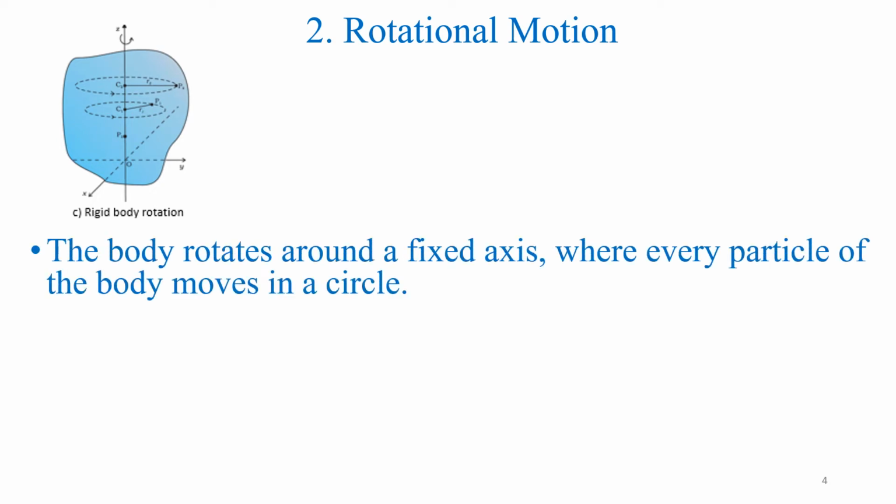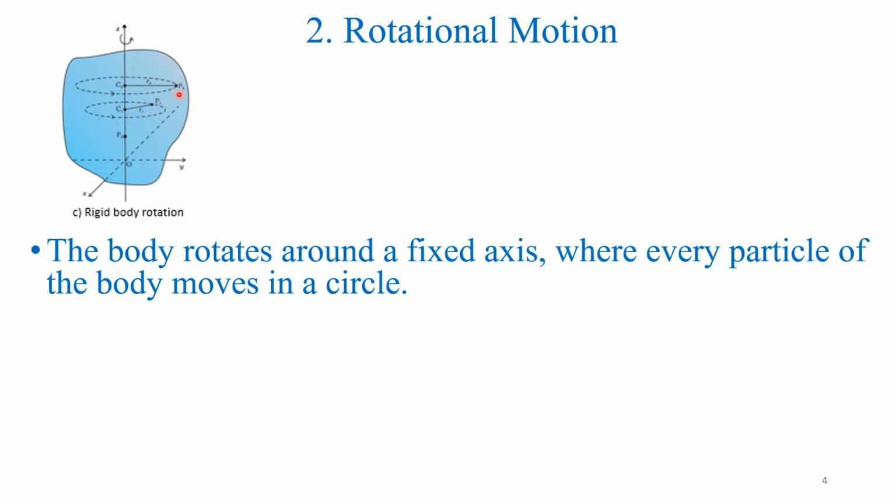motion. In the case of rotational motion, the body rotates around a fixed axis where every particle of the body moves in a circle as shown in figure C above. Here OZ is the axis of rotation, and the circular paths are shown here with centers C1 and C2, and R1 and R2 are their radii respectively.